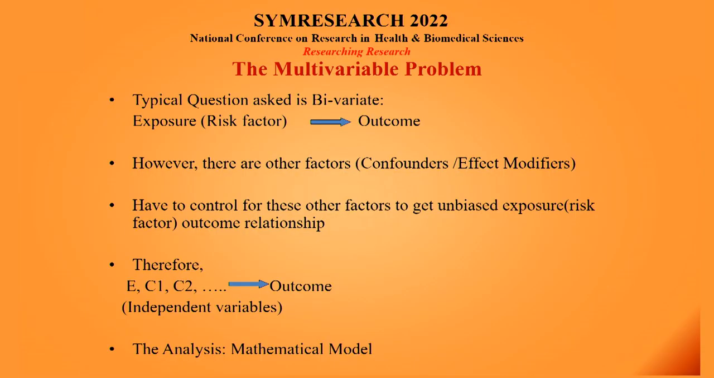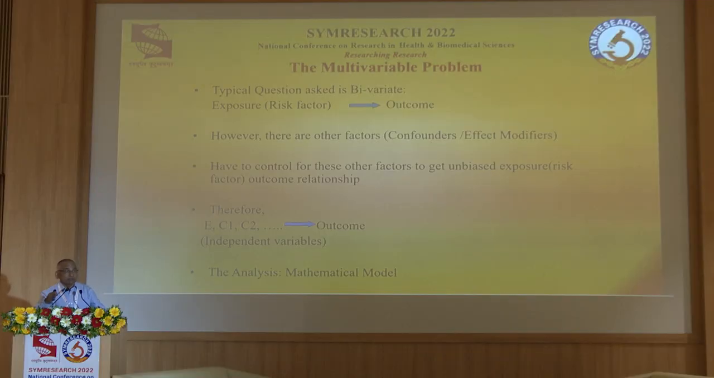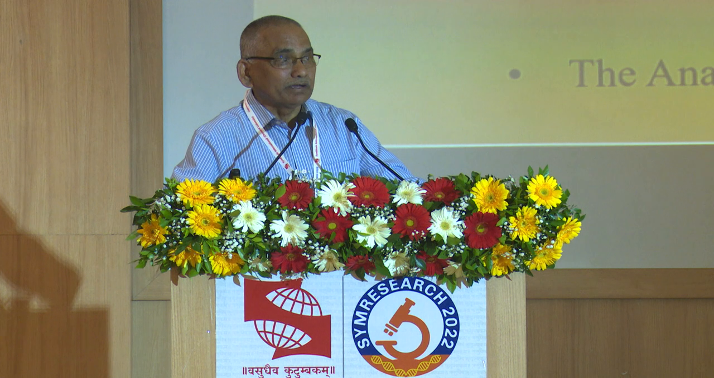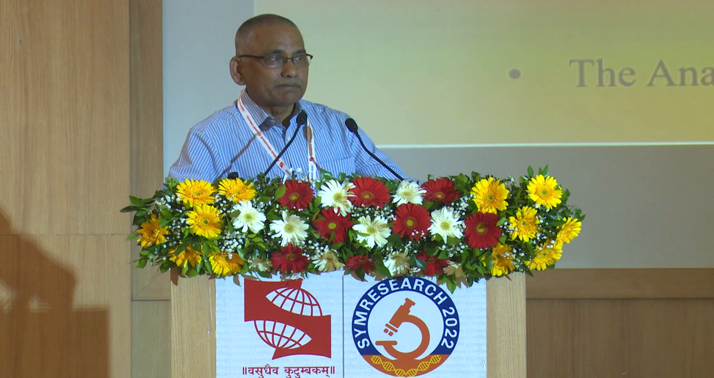So in epidemiology, it is outcome, exposure, confounder, effect modifier. How to identify whether a variable is a confounder or an effect modifier, we'll see that. And if a variable is a confounder, how to deal with it? If a variable is an effect modifier, what to do, how to deal with this?